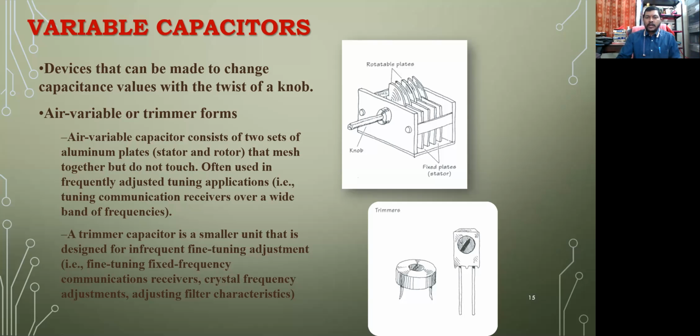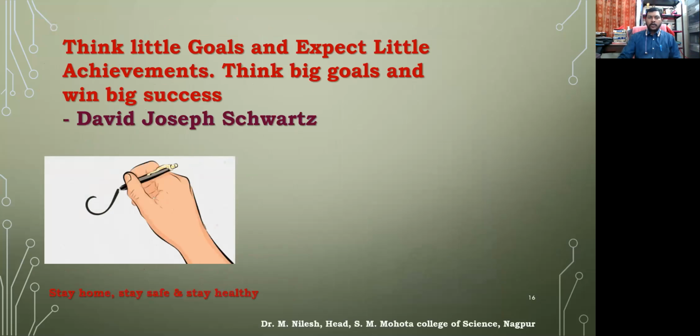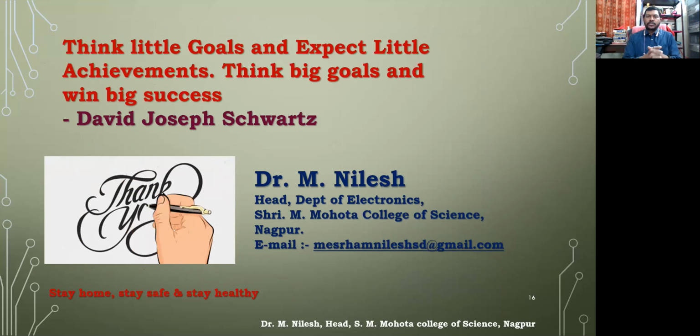So these were used earlier. Nowadays we are using these on circuits. So these are called as trimmers. Even in potentiometers, even in variable resistances, we have some trimmers also, right? So these are some of the capacitors that we have studied. I guess you have understood the topic, and I guess that you will ask any questions if you have.